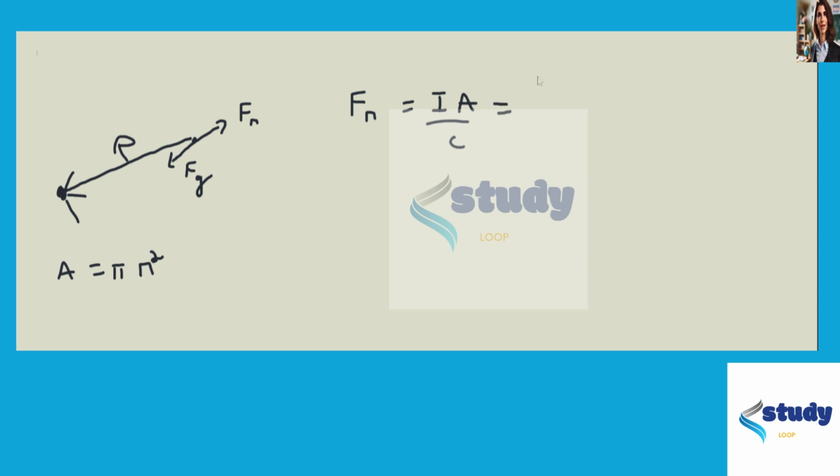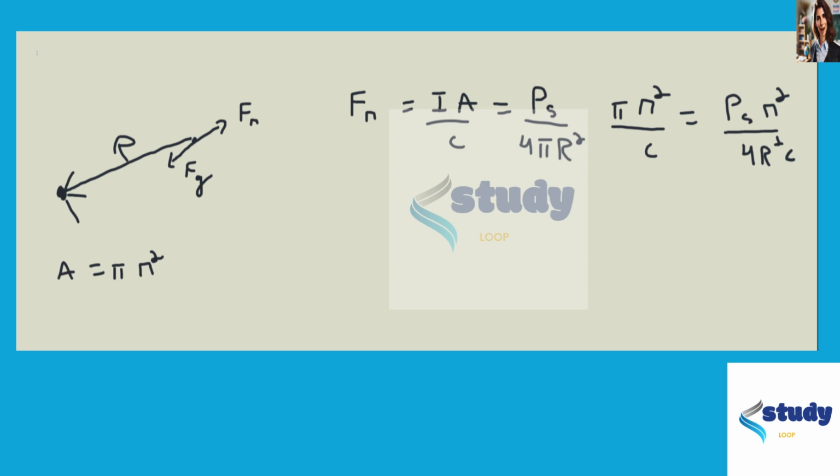The intensity is the power of the sun divided by the area at the distance away. So the intensity is the power of the sun divided by 4 pi R squared, and the cross-sectional area is pi r squared, divided by c. So we can just simplify a little bit. So this is the power of the sun times the radius of the sphere, divided by 4 R squared c.